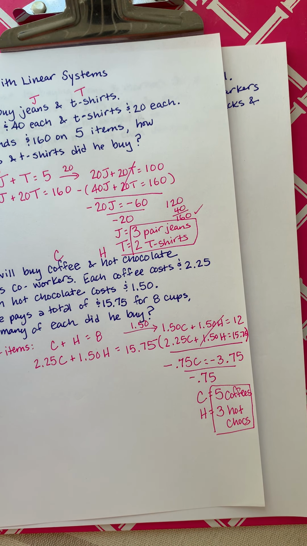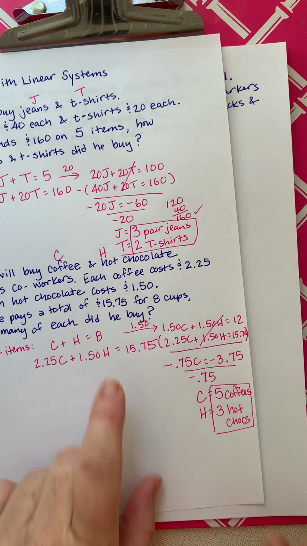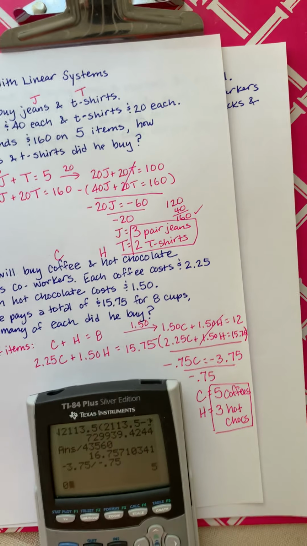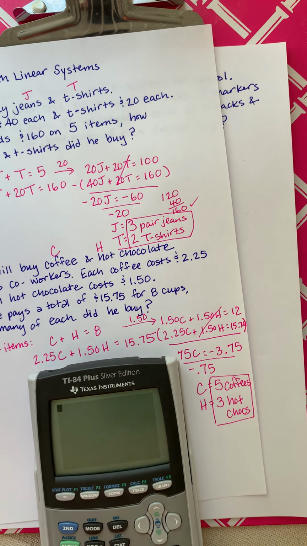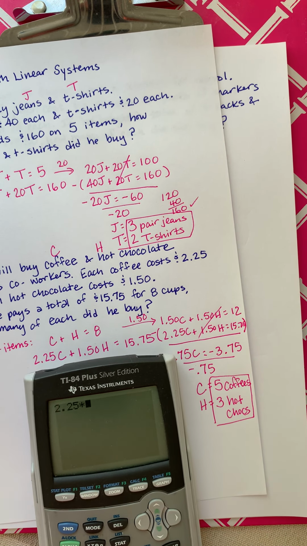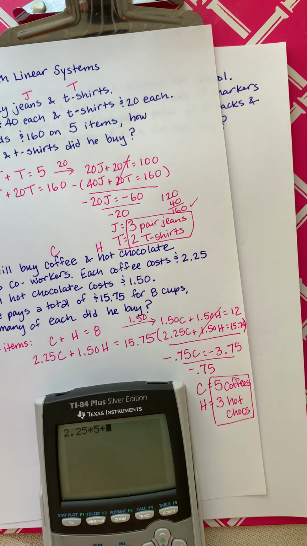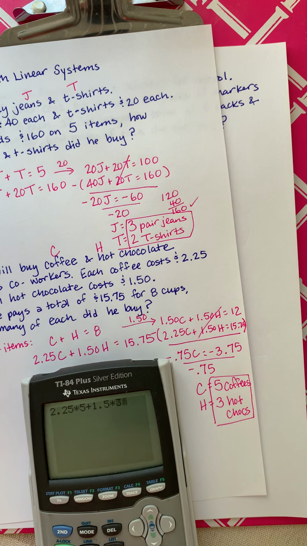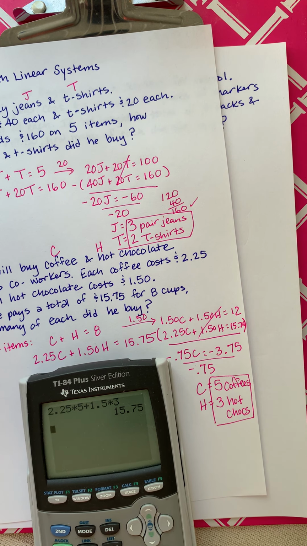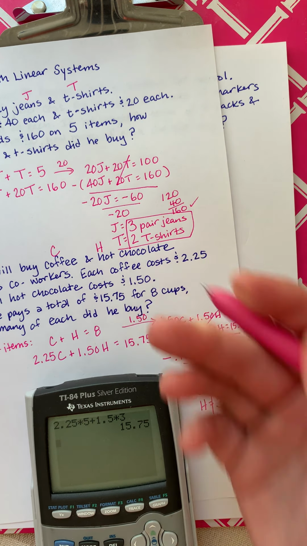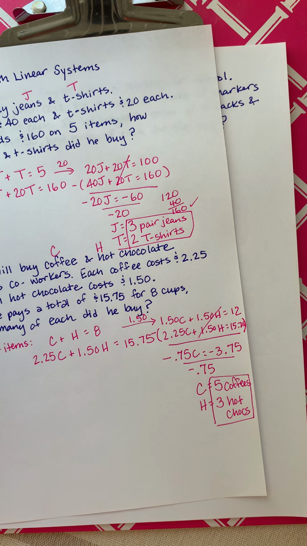Okay, there's our 8 items, and I can double check this part as well. So 2.25 times the 5 coffees plus $1.50 times the 3 hot chocolates, and he spent a total of $15.75, which is what they told me. Okay?